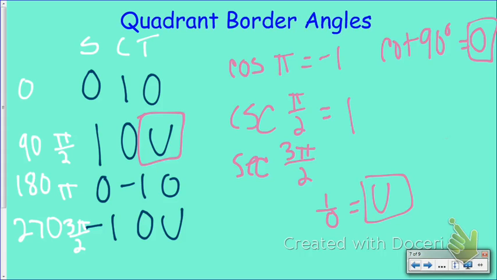And that's all there is for exact values, guys. So remember, if it's inside those border lines, draw a triangle, find your reference angle with your special right triangle ratios. If it's on the line, you can't draw a triangle. You need to use either those coordinates or you need to use this little chart to help you figure it out.